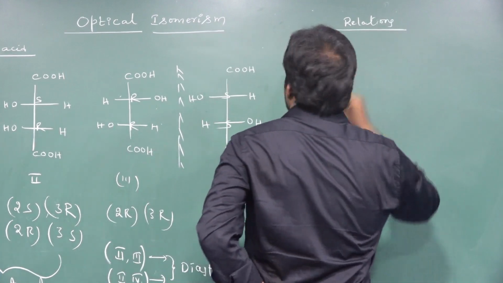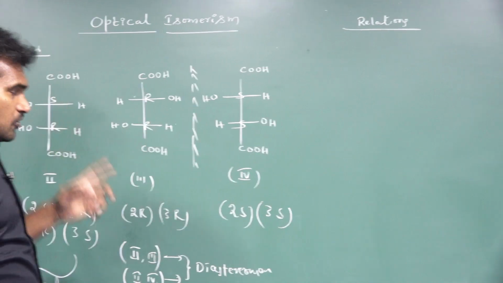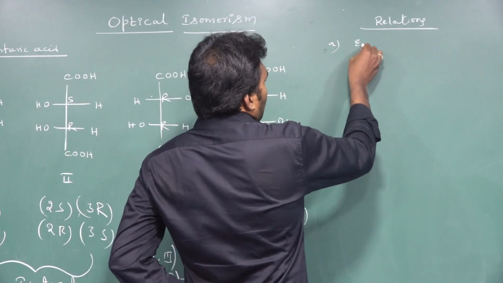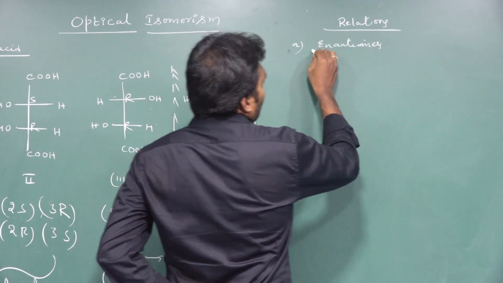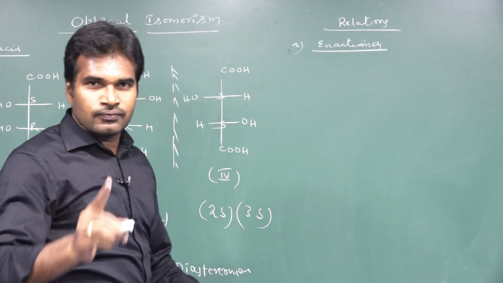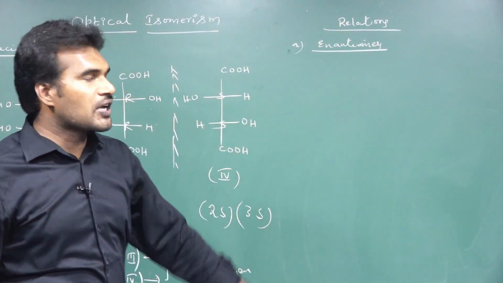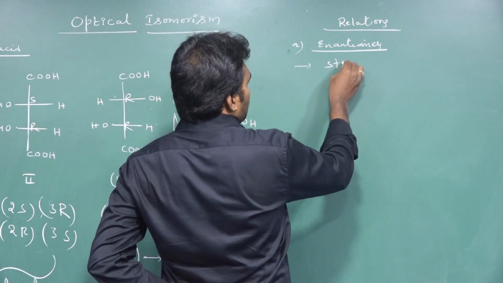So what are the relations we are going to study in this stereochemistry? First of all, we already discussed enantiomers. The stereoisomers which are mirror images to each other, we call them enantiomers.